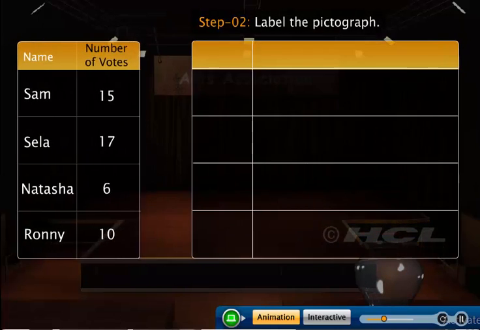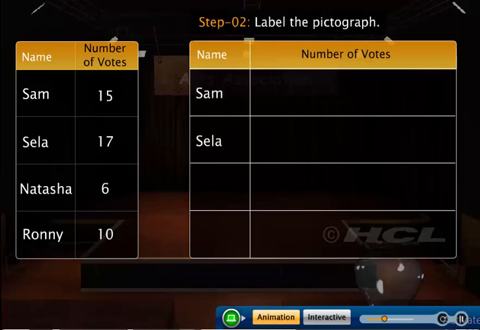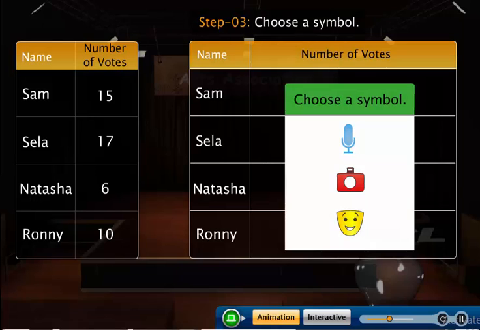We can then start creating a pictograph by putting in the labels. For this pictograph, we need the names of the candidates and the number of votes for each candidate. A common way to present this data is to use 2 columns. So, we label the first column as name of candidate and the second column as number of votes.